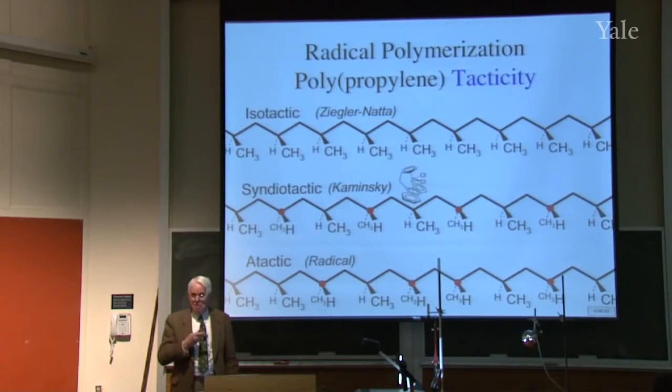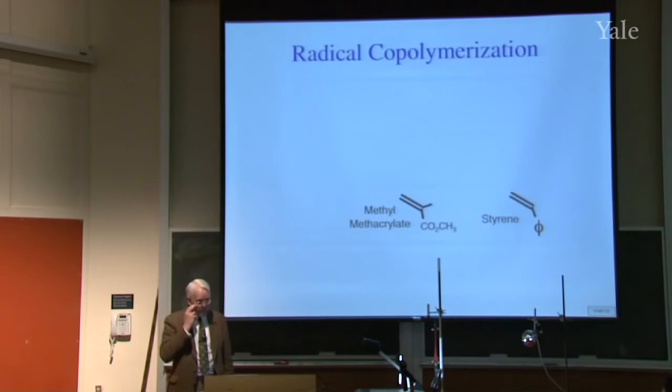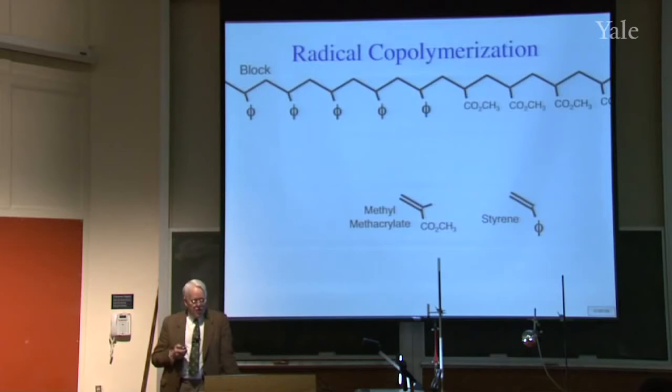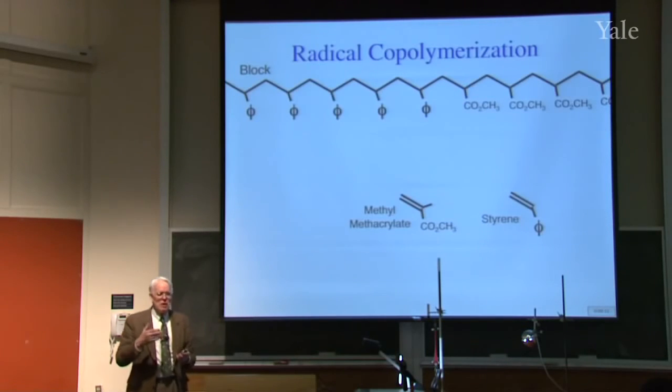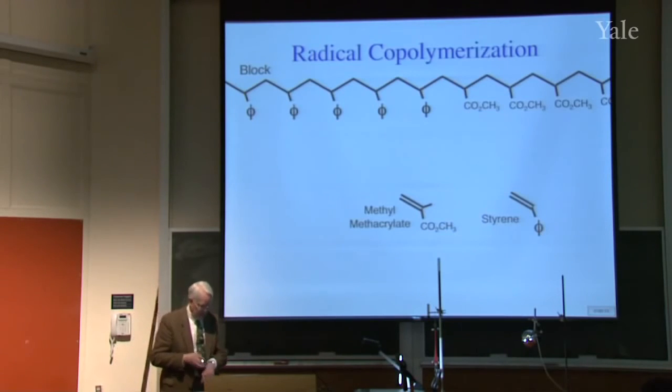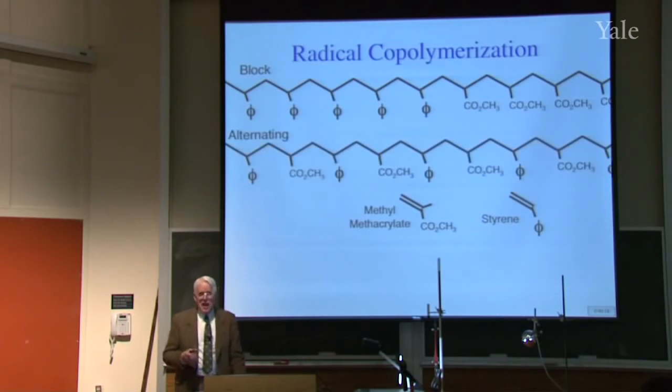And syndiotactic, remember, if you use this fancy Kaminsky catalyst that comes from one side, then the other, then one side, then the other, and it has a mirror plane, so you change the configuration each time. Okay? But there's another question of selectivity when you have two different monomers in there. So for example, methyl methacrylate and styrene. So you could have block copolymers where you have a bunch of one coming together and then a bunch of the other one in a single chain, right? But another possibility is to have them strictly alternate, A, B, A, B, A, B, right? And you can do that.